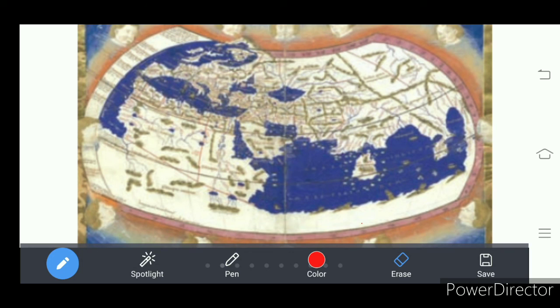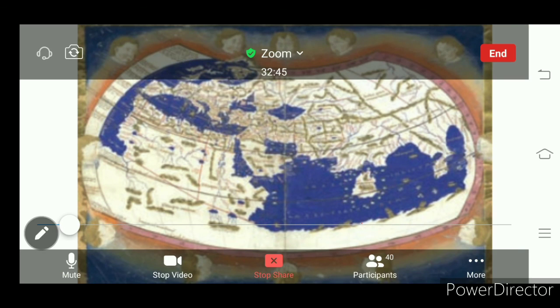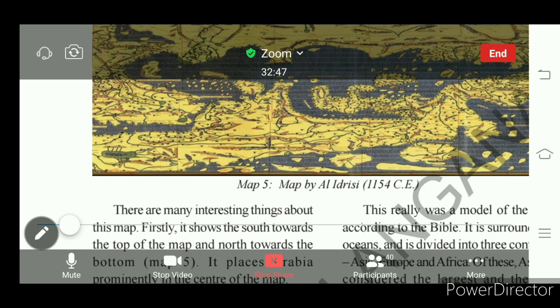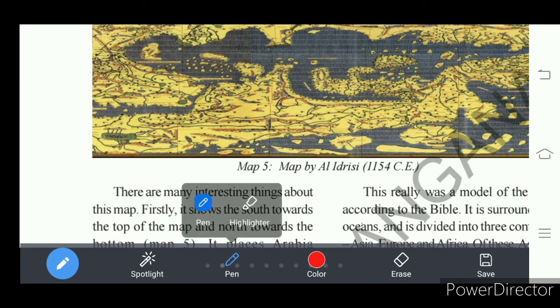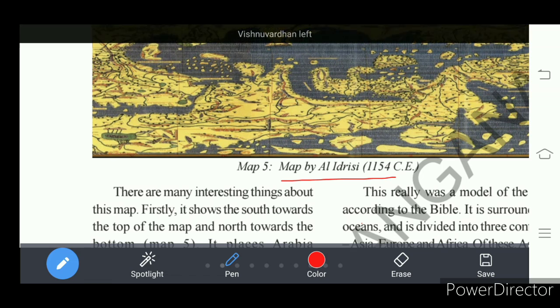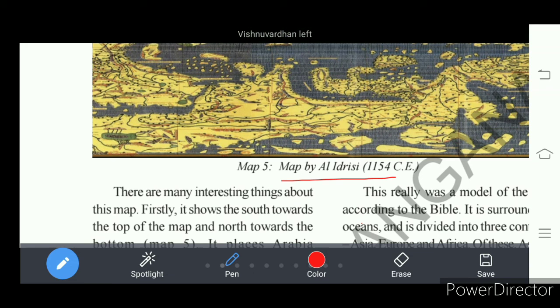And the books of Ptolemy were used by the Arab scholars, and they prepared one famous world map by Al-Idris. Who prepared it? Al-Idris. Understand? This is the map. Look at here. In 1154 Common Era, Al-Idris prepared the world map with the help of Ptolemy's map for his king. They wanted that information of the places. So here Al-Idris prepared this.